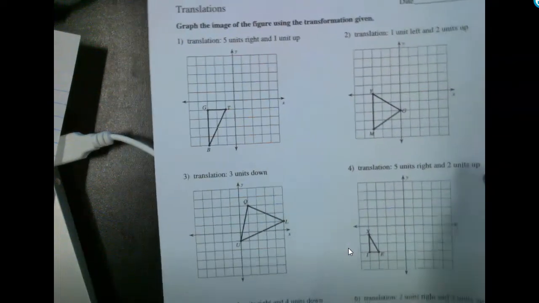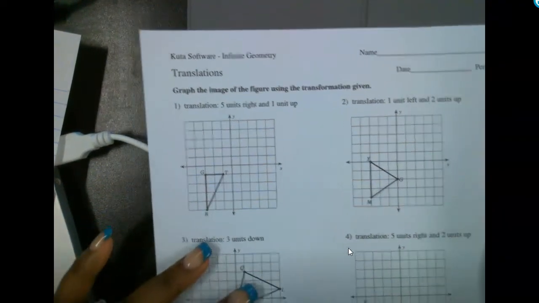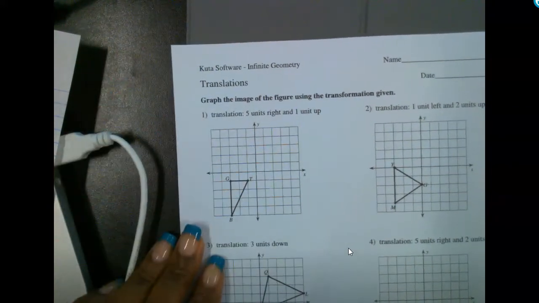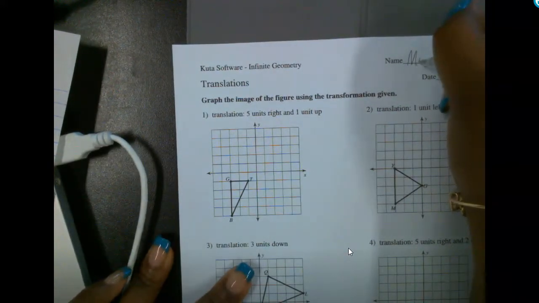Now we're going to work on the guided practice problems, the sheet that I gave you yesterday. Let's work on that. Okay. Guided practice problems. I gave you a sheet, translation, and it looks just like this, okay? So this is what we're going to work on. Put your name on it at the top.